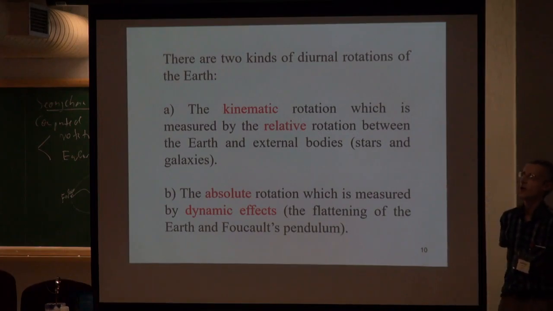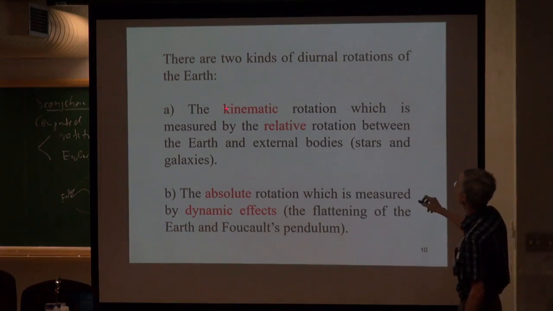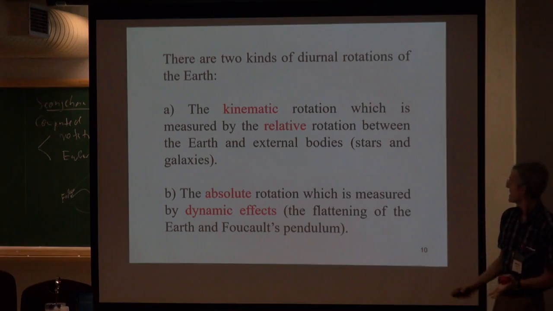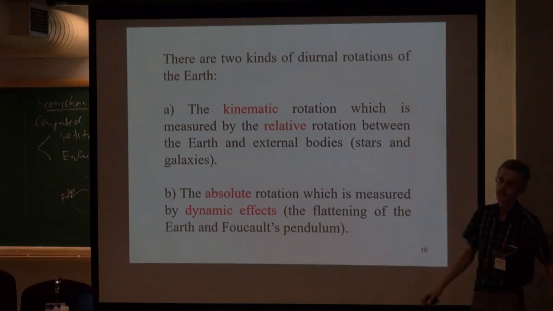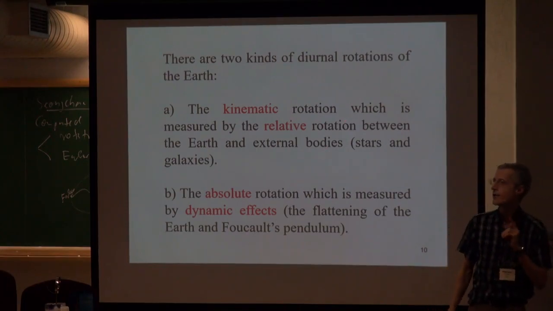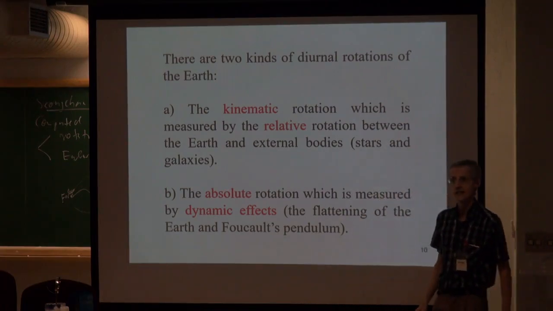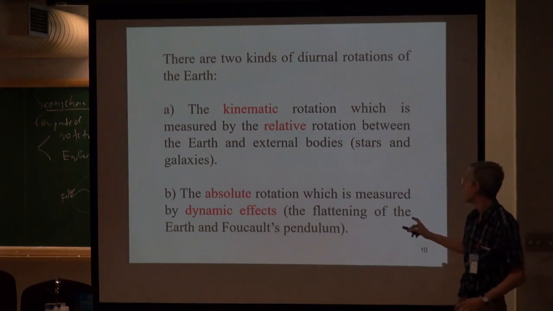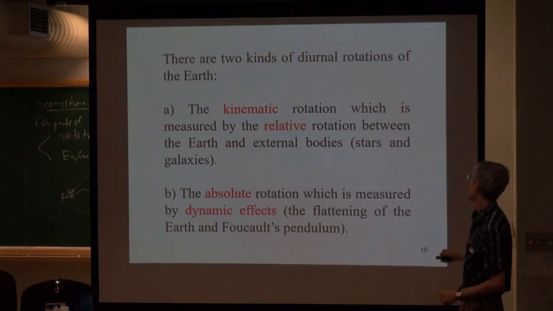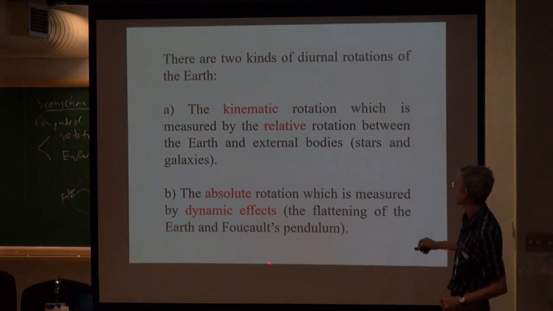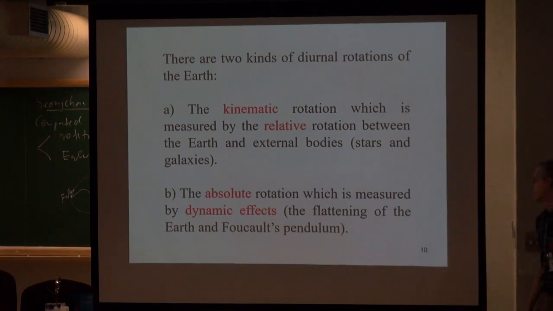There are two kinds of diurnal rotations of the Earth. The one is called kinematic or relative rotation, which takes place between the Earth and external bodies, like the stars and galaxies. A completely different kind of rotation is called absolute or dynamic rotation of the Earth. The second class produces visible phenomena on the Earth, like the flattening of the Earth, which I will discuss, and Foucault's pendulum experiment, which came after Newton.